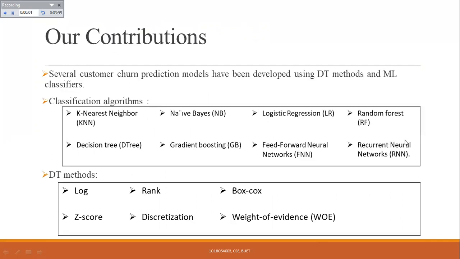Now, our contribution. We developed several customer churn prediction models using data transformation methods and machine learning classifiers. We used eight classifiers and six data transformation methods. The eight classifiers are KNN, naive Bayes, logistic regression, random forest, decision tree, gradient boosting, feedforward network, and recurrent neural network. And the transformation methods are log, rank, Box-Cox, Z-score, discretization, and weight of evidence.